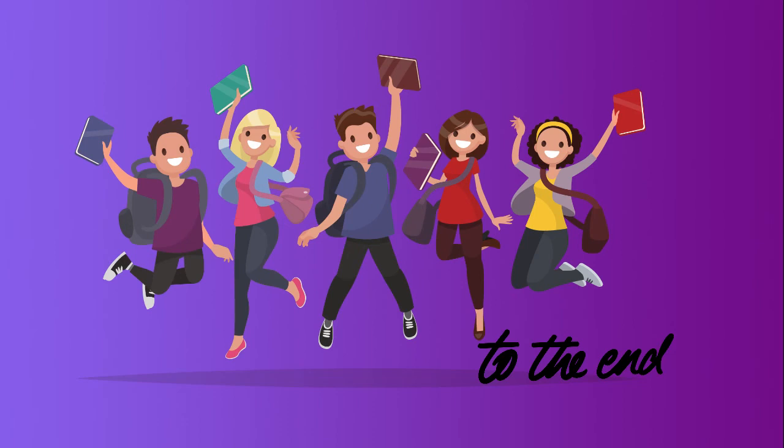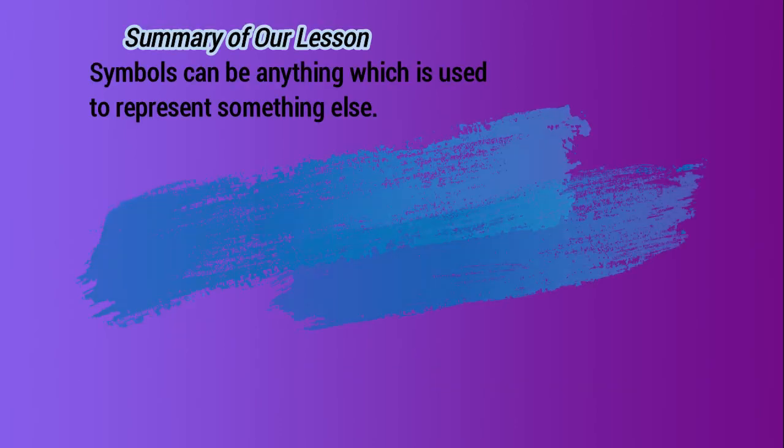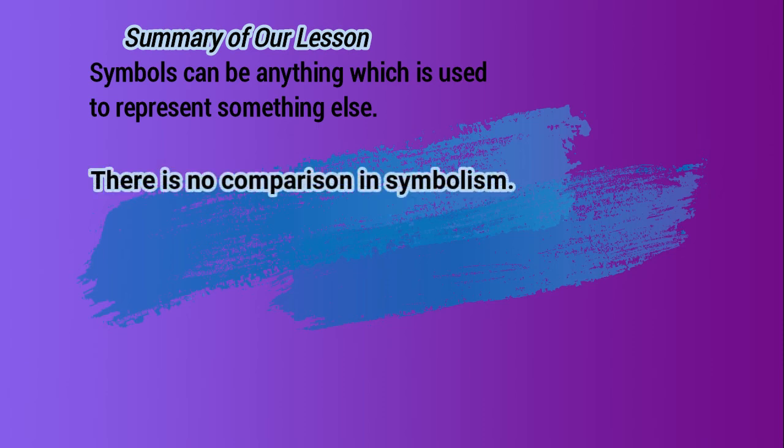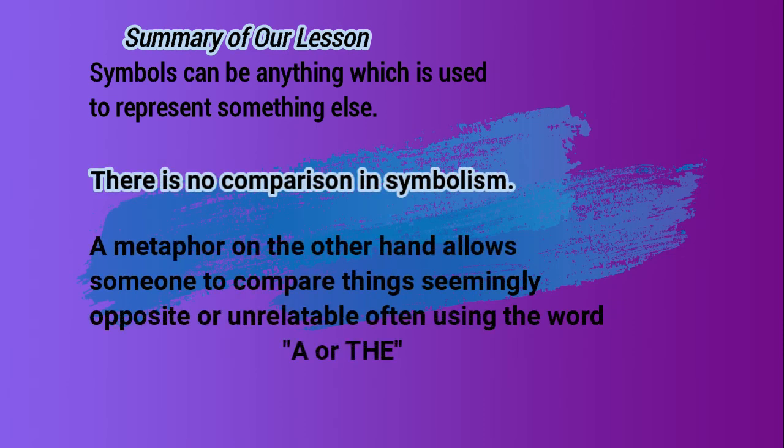Now we have come to the end of our lesson. Remember, symbols can be anything which is used to represent something else. There is no comparison in symbolism. A metaphor, on the other hand, allows someone to compare things seemingly opposite or unrelatable, often using the word a or the, comparing those things.